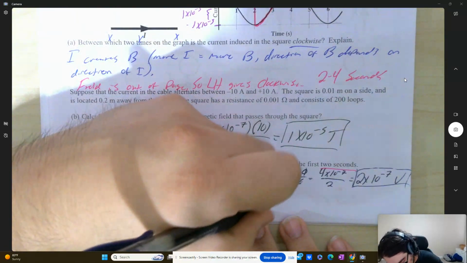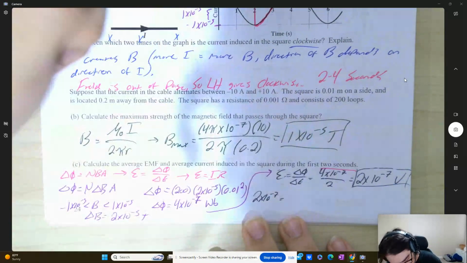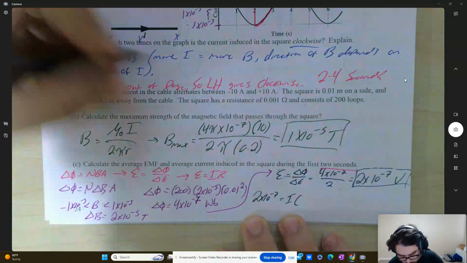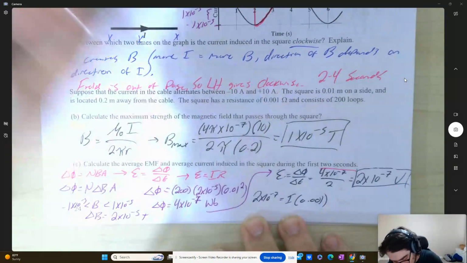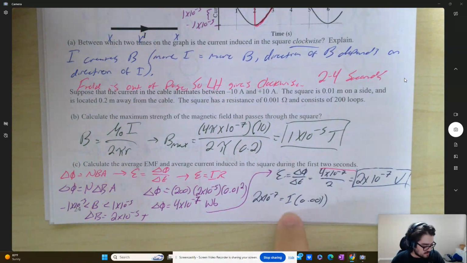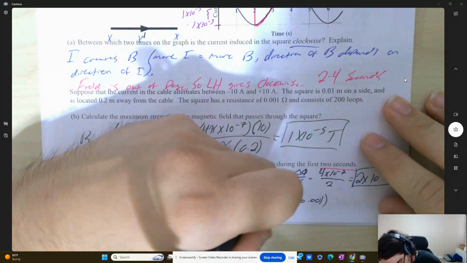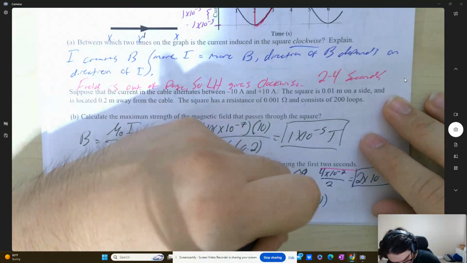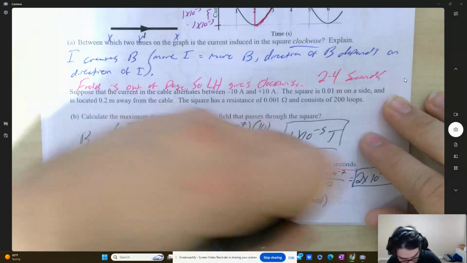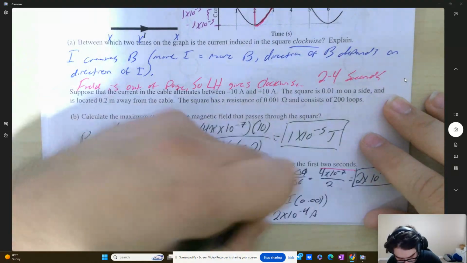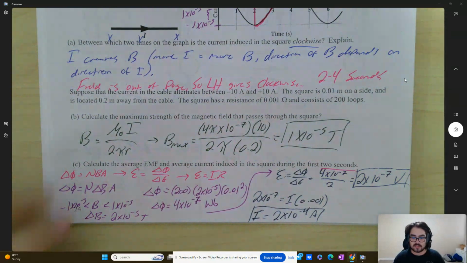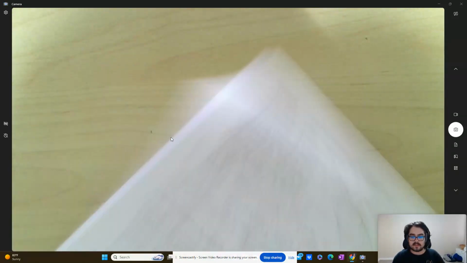So 2 times 10 to the negative 7 equals current, which we don't know yet, times R, the resistance, which is 0.001. And if you calculate that out, you'll end up getting I is equal to 2 times 10 to the negative 4 amps. So there you go. There's your induced current and your induced EMF. I think that's it for this section. I don't think there's another one. Yeah, that's the next section right there.